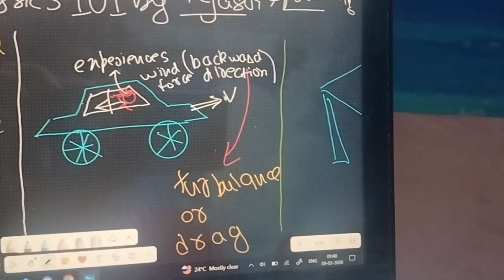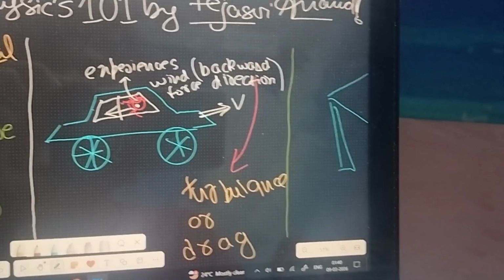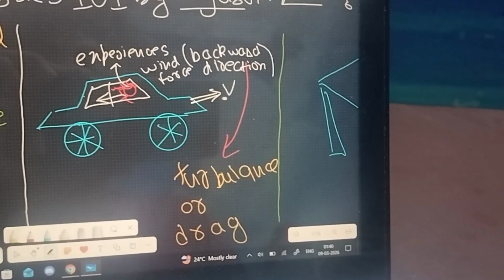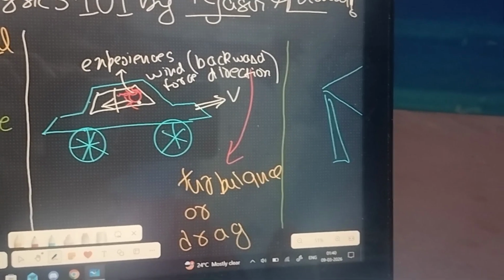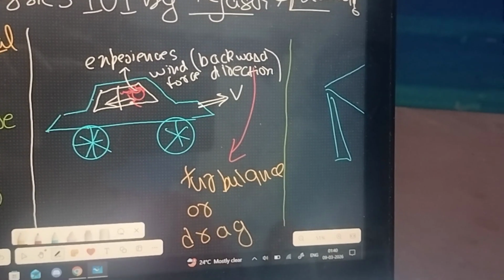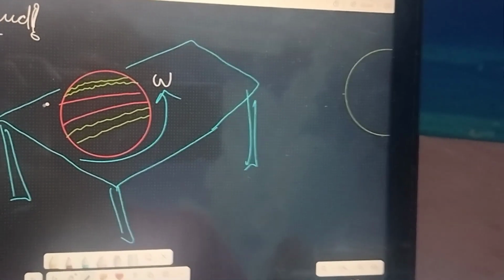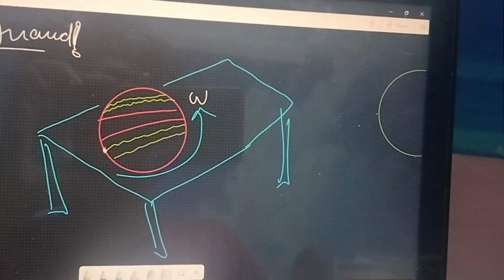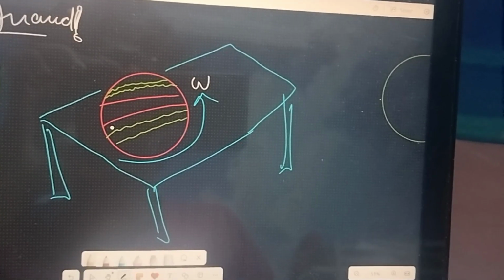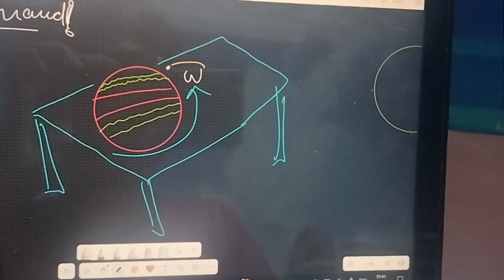Look at this example. When you are moving in a car and you take your head out of the window, the car is moving with velocity v, and you are peeking out of the window. Then you experience some force, some drag in the backward direction. Right now, here we have a ball, and suppose we rotate this ball with our hands. It is kept on a table, and we rotate it with some omega angular velocity.